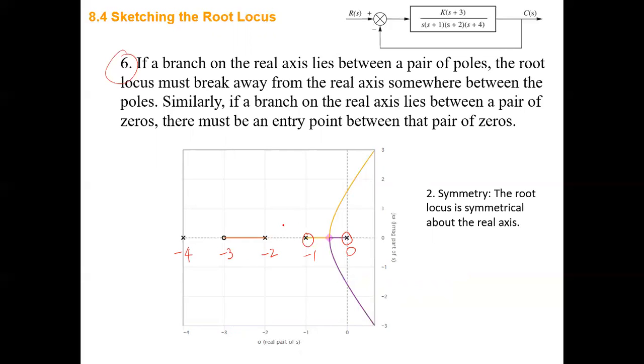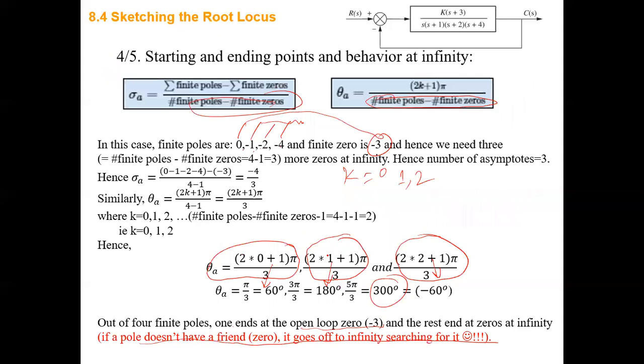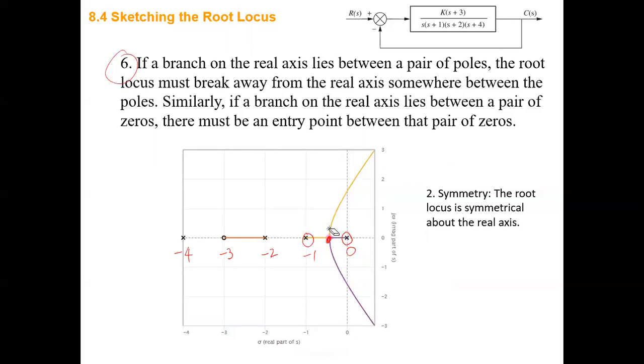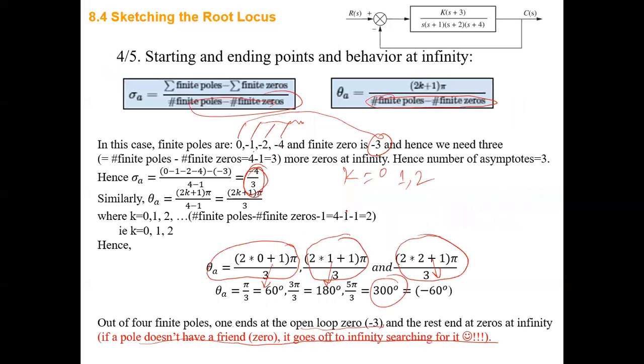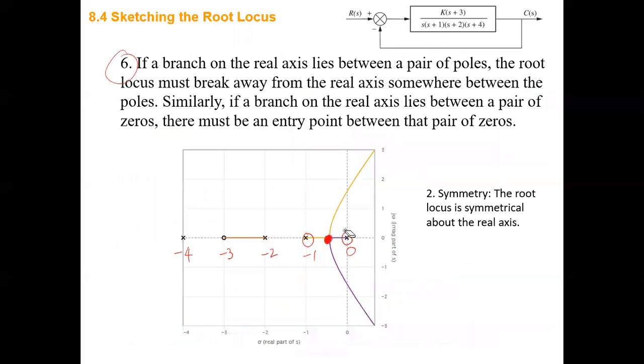Now let's use all the rules. So this is negative 4 over 3. Remember, we found this here, negative 4 over 3, this is sigma A. Here you have to have 3 asymptotes. So what are the angles for the 3 asymptotes? Let's begin with the asymptotes first. Help me, guys. 60, 180, and negative 60. You have 3 asymptotes: 60, 180, and negative 60 degrees.